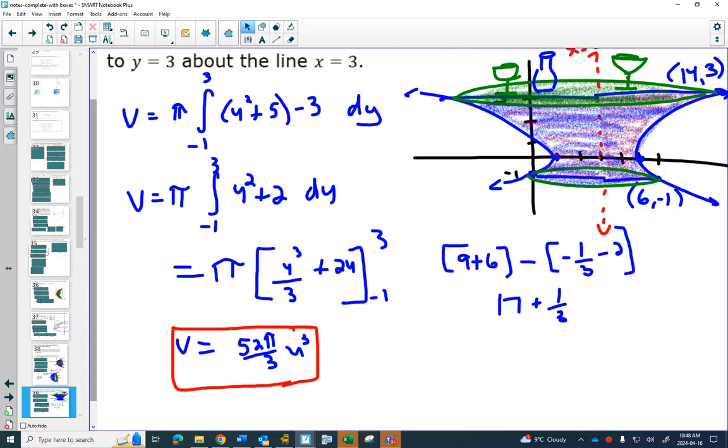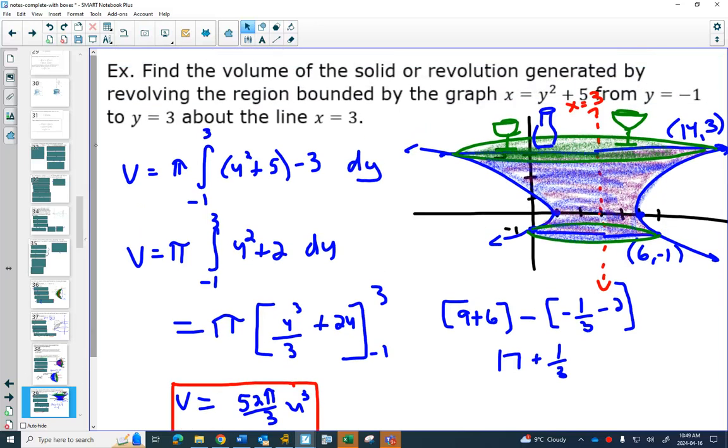I have a question. How do we know where the graph is starting? Which graph? The blue graph, the parabola? Yeah, how do you know where to put that? Well, I did a little bit of table of values.